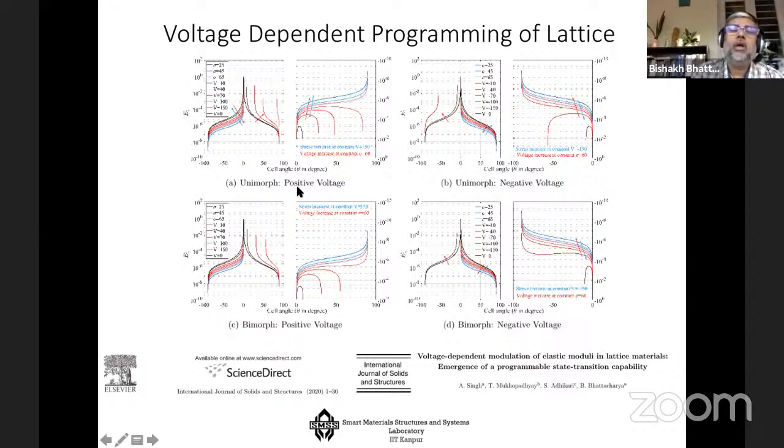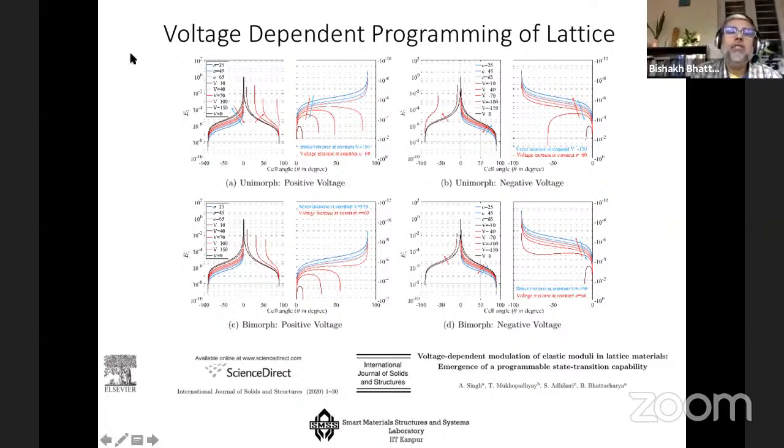But essentially what you are going to get is this kind of a system. Let us say for a unimorph system with positive voltage, as you can see here, these red lines are going upwards and the blue line is for low voltage. So as you are increasing the voltage, you are actually increasing the modulus of elasticity by several orders of magnitude, from 10 to the power minus 8 to 10 to the power minus 4, 10 to the power minus 2. I mean, it is unbelievable. You can make something very, very rigid to soft.